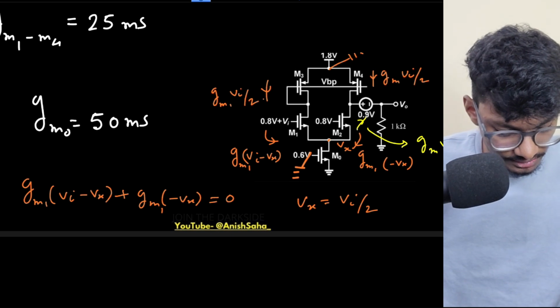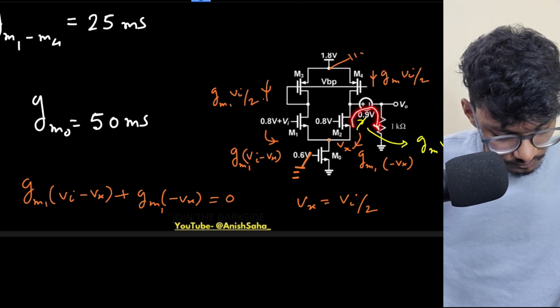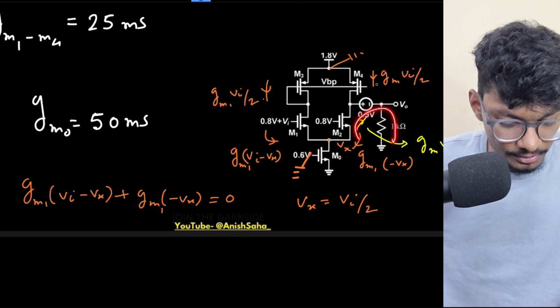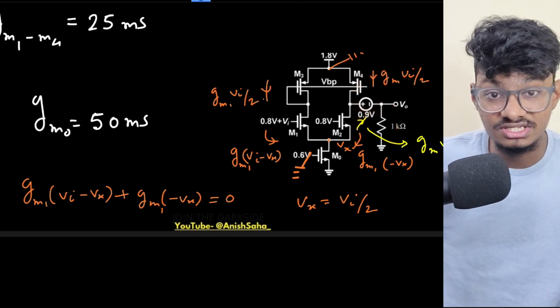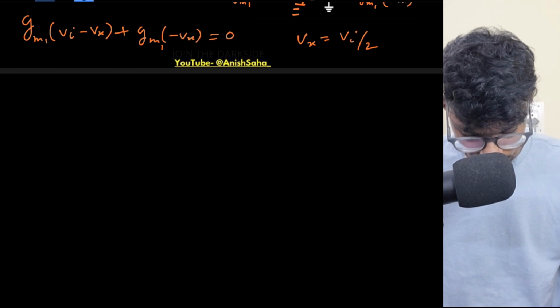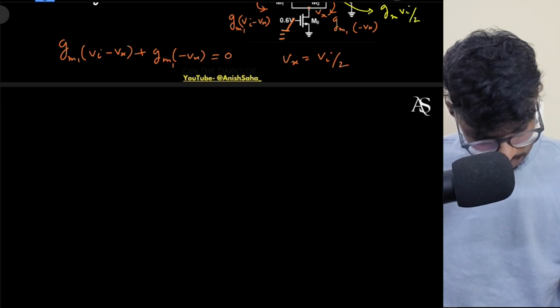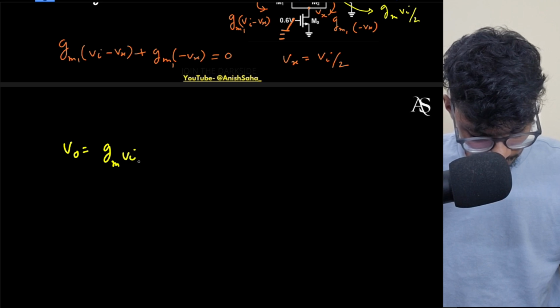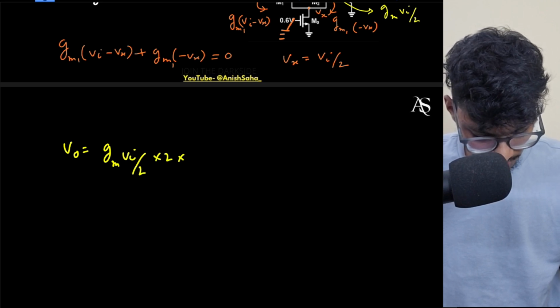So overall, what is the current? The overall current through the 1 ohm resistor, which is open ended, right? I just want to find out VO. It will be GM Vi by 2 plus GM Vi by 2, that is GM Vi. So I can write my VO will be equal to GM Vi by 2 into R.